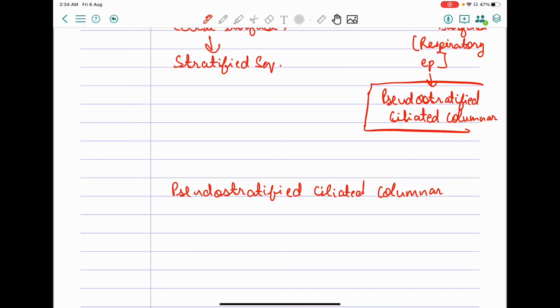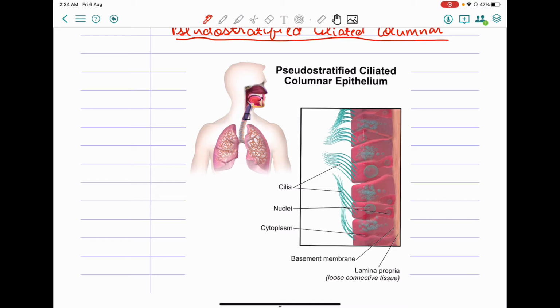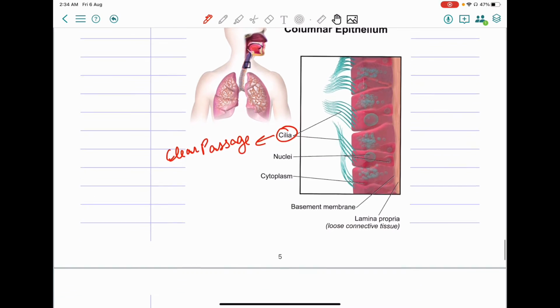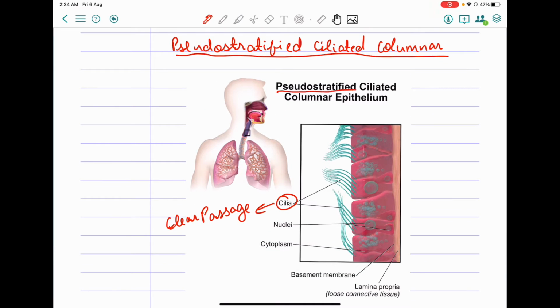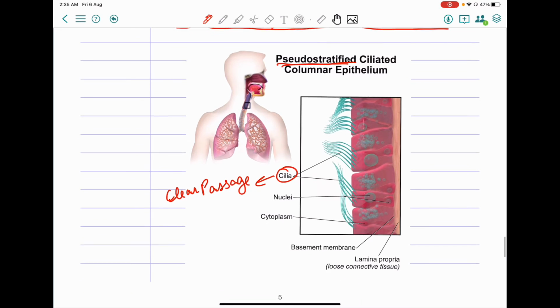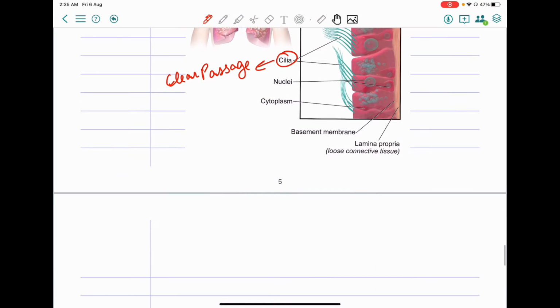So here I will tell you about this. We will see it in a diagram. Here it is, cilia is present. Why is cilia present? To clear the passage. And what else? A very important point: what does pseudostratified mean? It means that these are stratified, but we cannot say that these are properly stratified.